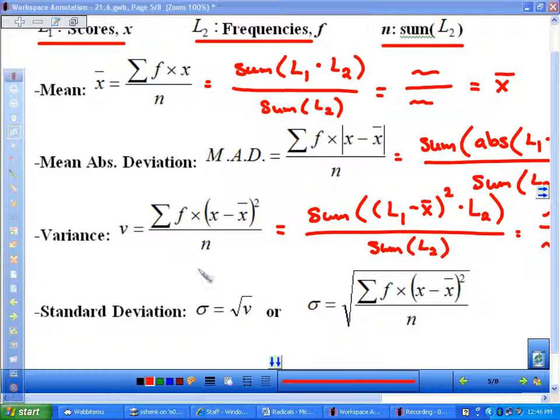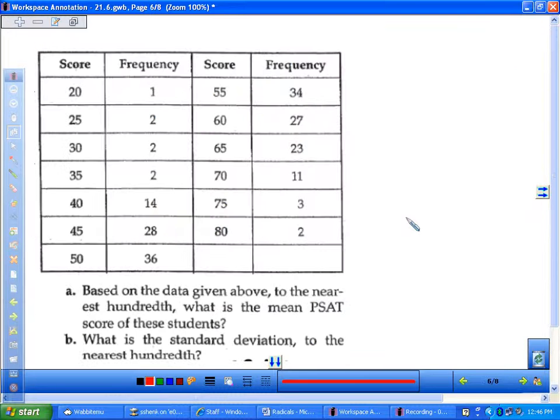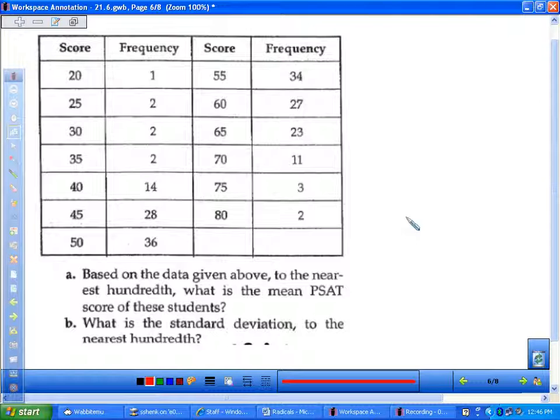The black is what needs to be shown on paper. The red is then how we do that calculation in the calculator. Okay? Quick example then. You don't need to get the example written down. We'll just go through parts A and B together here.